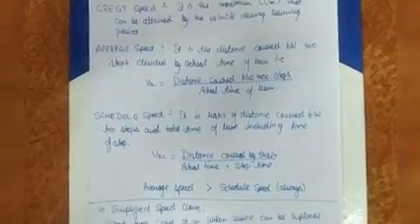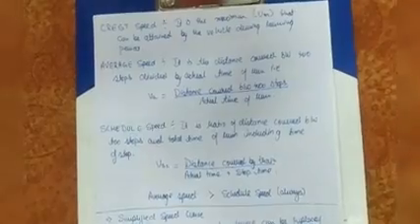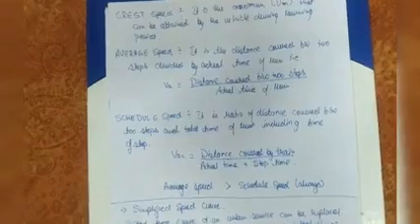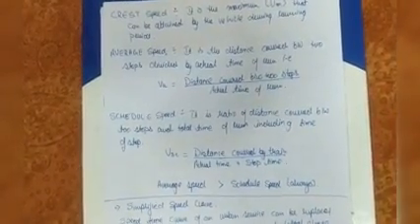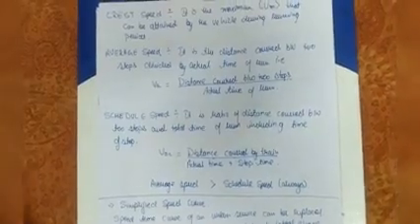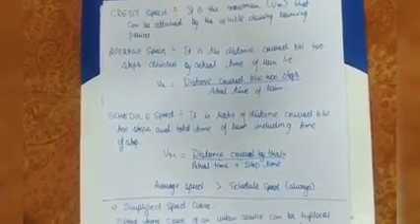Next we talk about the different types of speed. The first speed is crest speed. It is the maximum speed that a vehicle can attain during the running period. The next speed is average speed. The average speed is the ratio of the total distance covered between the two stops divided by the actual time that the train has taken between the two stations.